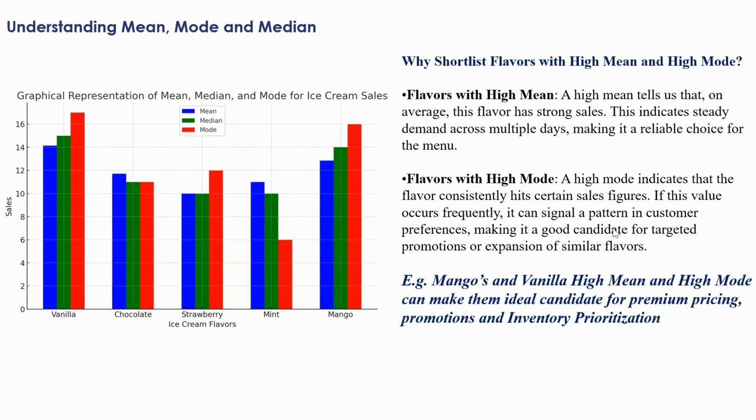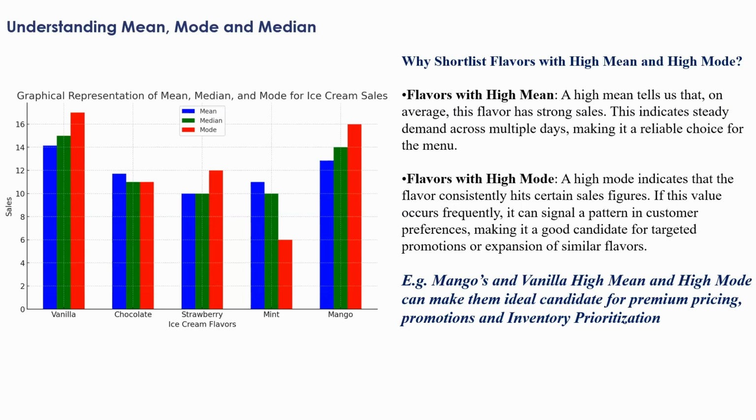For example, मैंगो फ्लेवर और वैनिला फ्लेवर का हाई मीन एंड हाई मोड अगर आप देखोगे, मैंगो और वैनिला आर टॉप टू एज फार एज मीन एंड वैनिला इज नंबर 1, मैंगो इज नंबर 2 एज फार एज मीन एंड मोड इज कंसर्न. मेक देम आइडियल कैंडिडेट फॉर प्रीमियम प्राइसिंग, प्रमोशंस एंड इन्वेंटरी प्रायोरिटाइजेशन.